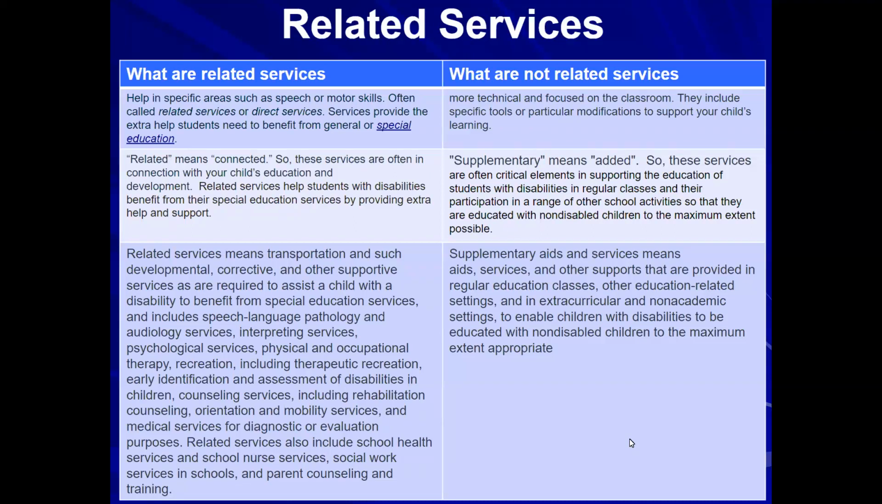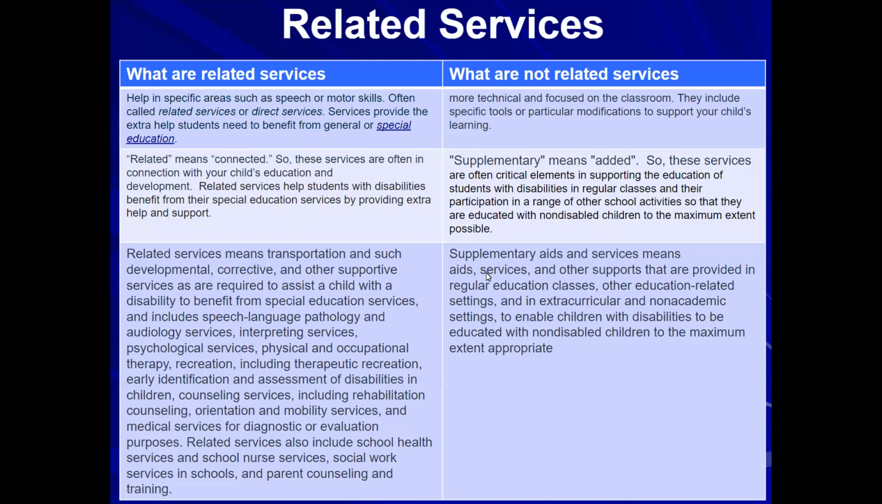So now let's talk about what are related services and what are not related services. So related services help in specific areas such as speech or motor skills, often called related services or direct services. Services provide the extra help students need to benefit from general or special education. So like I said before, you can have just related services, which means you're in the general education classroom, but you get that extra support from a specific therapist, such as speech, occupational, physical therapy, things like that. And either they push into the classroom or they would pull you out.